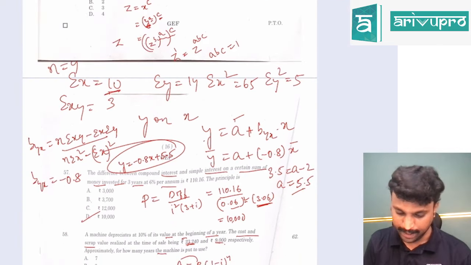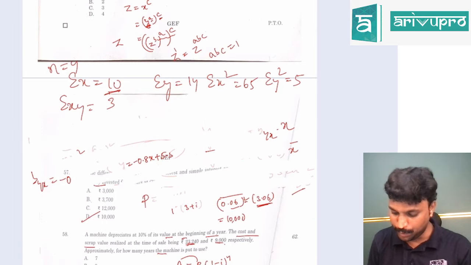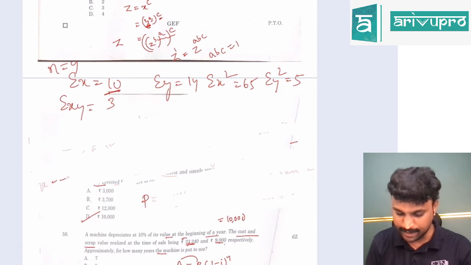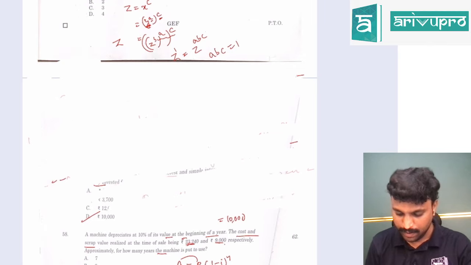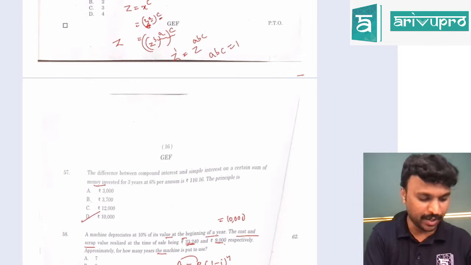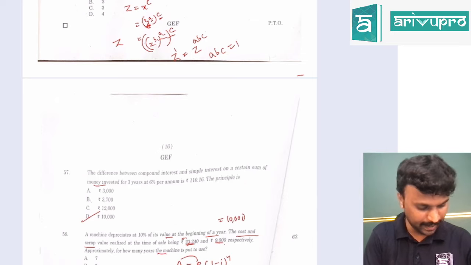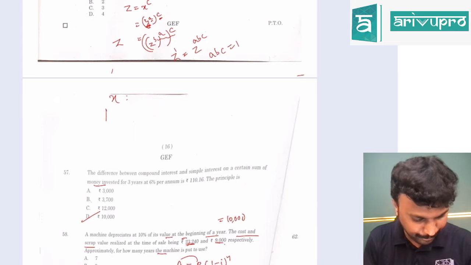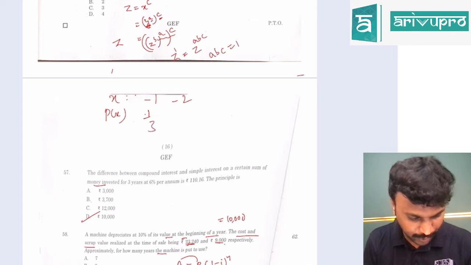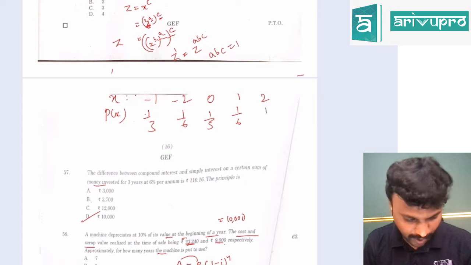Hope it is clear. Now the next question, only 2 more questions to go. So let us discuss those 2 questions quickly. Okay. The next question is, they have given a probability distribution x and p of x. So it's minus 1, 1 by 3, minus 2, 1 by 6, 0, 1 by 5, 1, 1 by 6, 2, 1 by 3. They are asking us to find expected value of x.